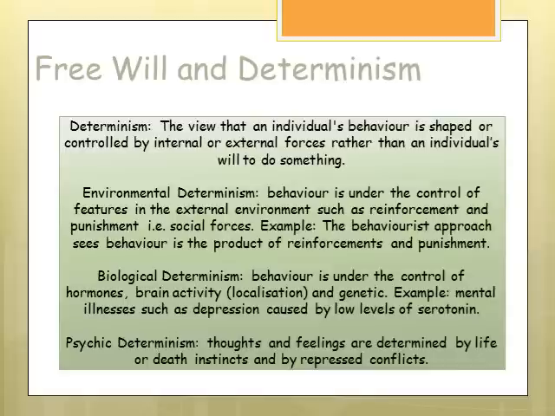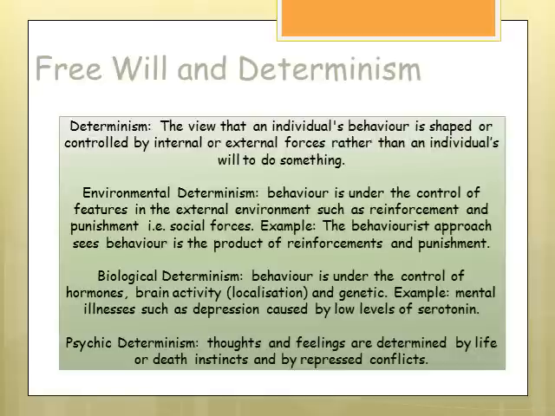You have different types of determinism that you need to be aware of. Environmental determinism is when behaviour is under the control of features in the external environment, such as reinforcement and punishment. So for example, the behaviourist approach sees behaviour as a product of reinforcements and punishments, so stimulus and responses. In biological determinism, behaviour is under the control of hormones, brain activity and genetics. So it's within the person, internal factors. For example, mental illnesses such as depression are caused by low levels of serotonin.